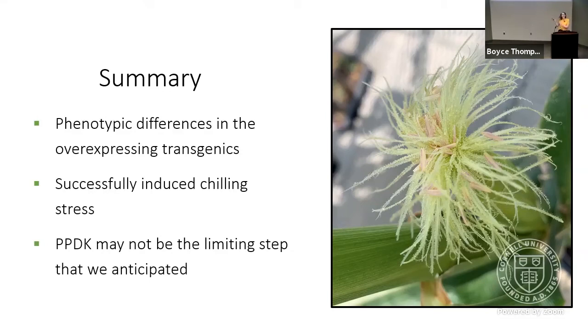And this is corn silks that have been freshly pollinated. So you can see a little bit of the dried anthers on there as well.